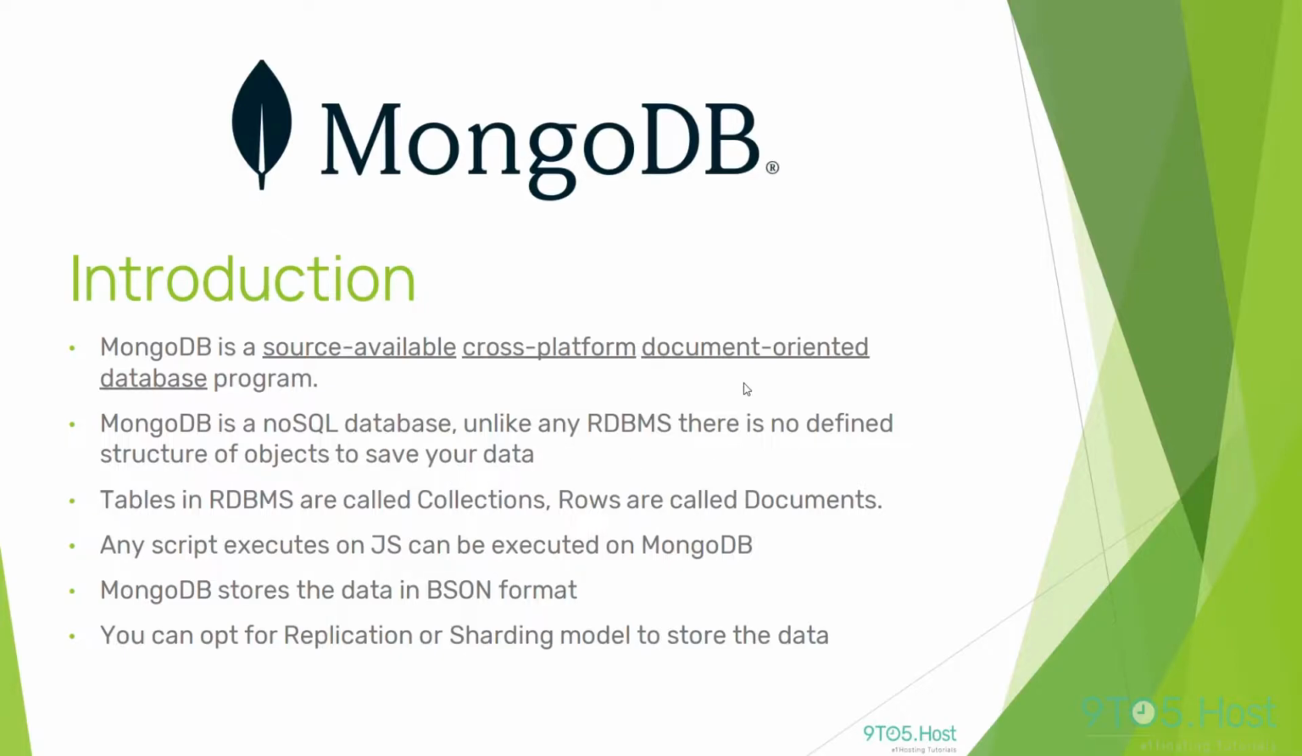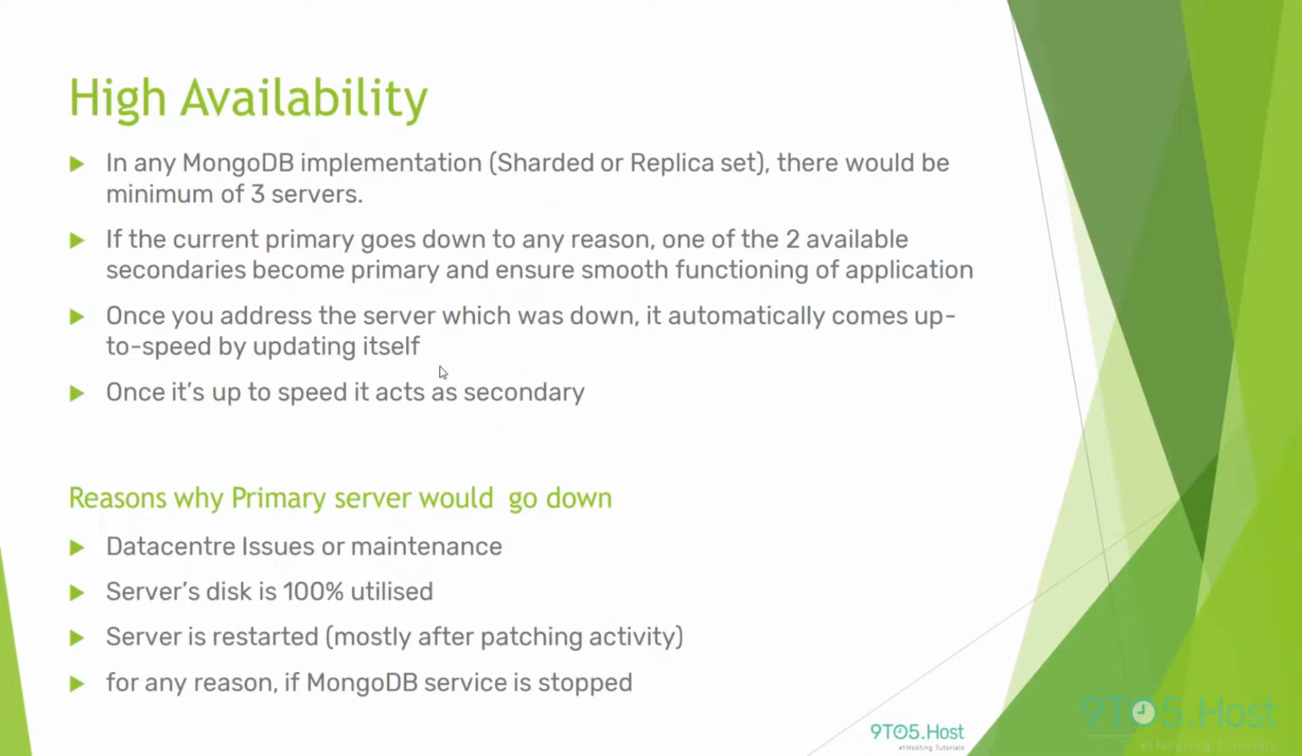I'll provide this PDF in the blog post. You can read about it. But the big difference I want you to understand is that MongoDB falls under NoSQL databases, unlike any traditional RDBMS. And the second thing is there are two kinds of implementation in MongoDB. One is replication and the second one is sharding. I'll talk about it in a bit.